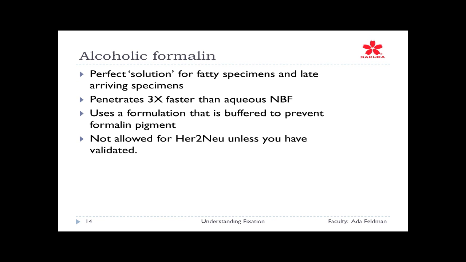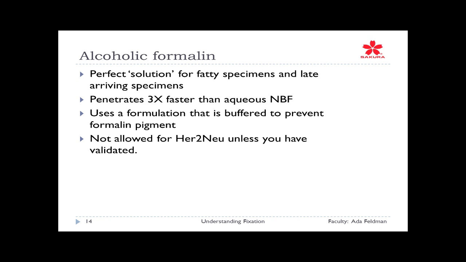People like using it on the tissue processor. They may just use it in station 2. You have 2 stations of neutral buffered formalin. They put alcoholic formalin in station number 2. Regretfully, for HER2, you cannot use it unless you do a validation, okay?